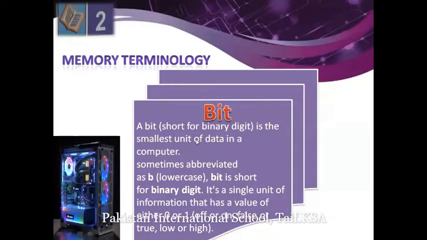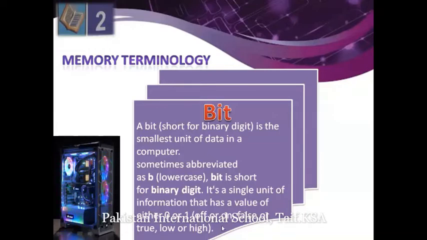Bit is the smallest unit of data in a computer. Sometimes abbreviated as b, lowercase. Bit is short for binary digit. It is a single unit of information that has a value of either 0 or 1. 0 means off and 1 means on. Off means false and on means true, low or high. So we can use any term for binary: 0 or 1, off or on, false or true, low or high.